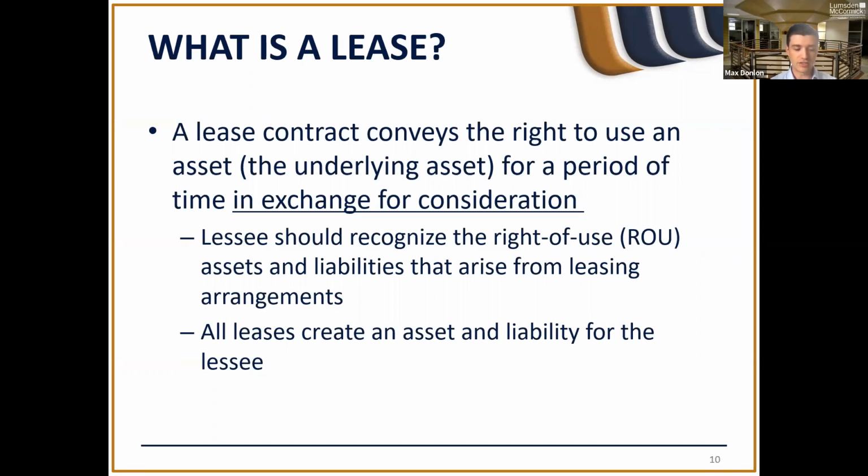Under the new standard, the lessee will recognize a right of use asset and liability that arise as a result of the leasing arrangement. All leases will create an asset and a liability for the lessee. So this is an improvement over previously generally accepted accounting principles, which do not require the lessee to recognize a liability in many leasing arrangements. If you think about operating leases, those only having an impact on an entity's P&L and not showing up on the balance sheet.